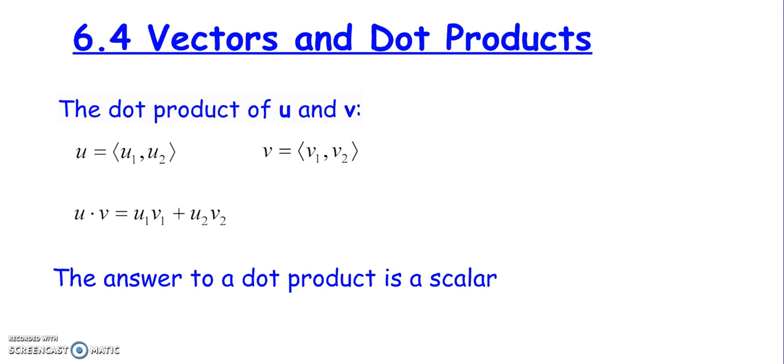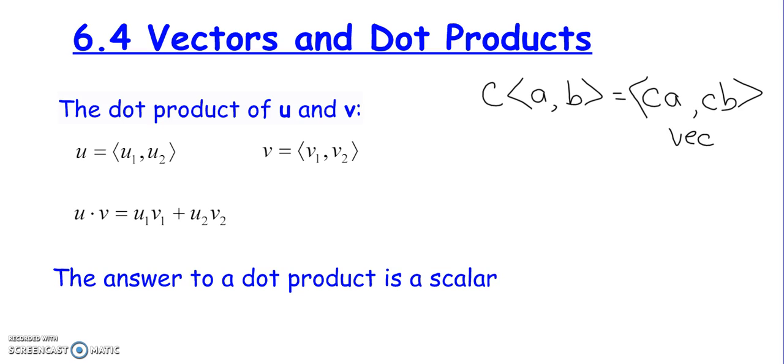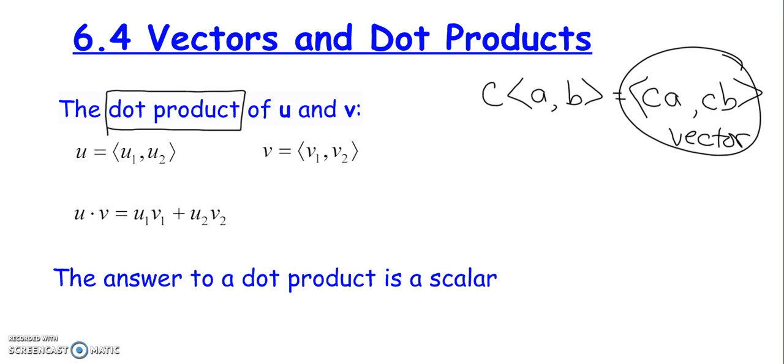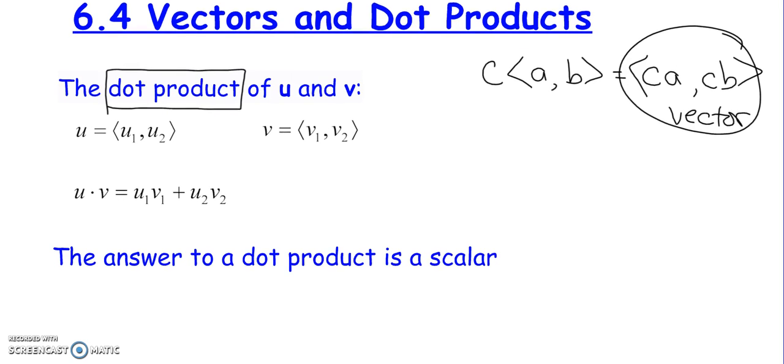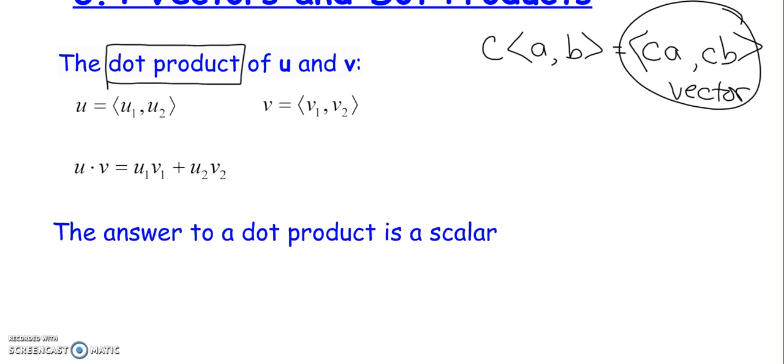The answer to that, and we already have this in our notes, was just cA, cB, and that's still a vector. Your answer here is still a vector. That all changes when we describe dot product today. So dot product, it's kind of like a multiplication, but it's a little different. When you dot product two vectors, you get one scalar answer.